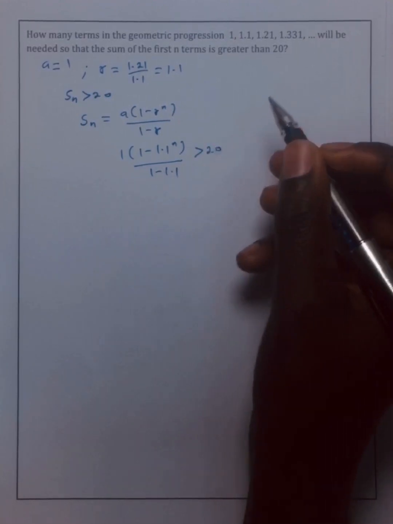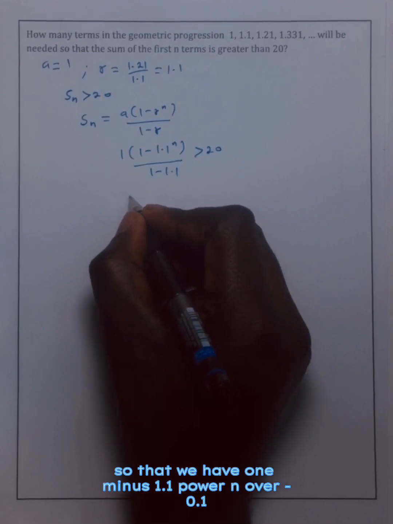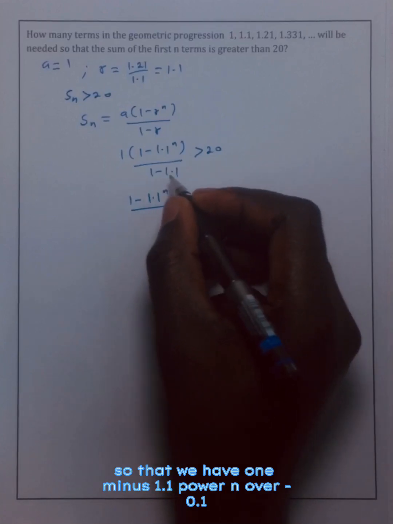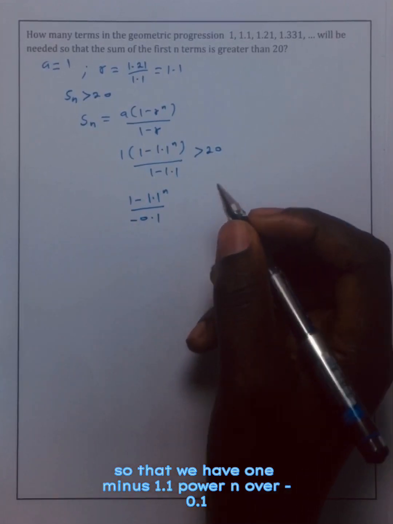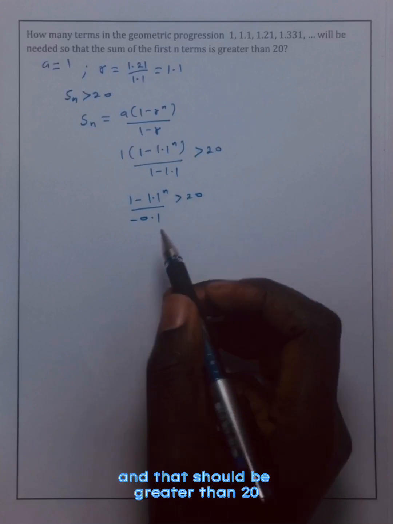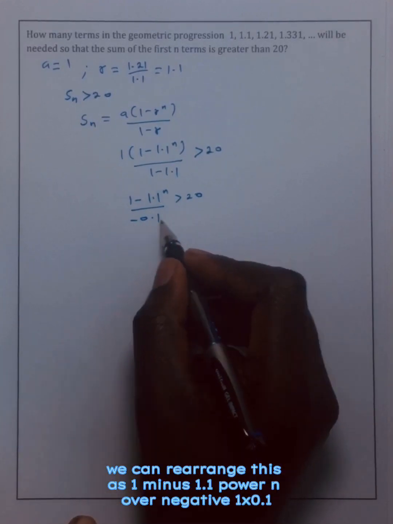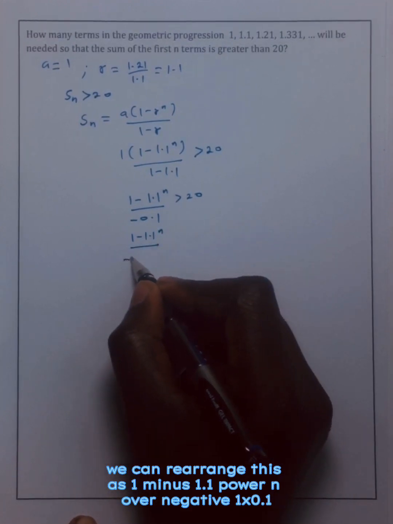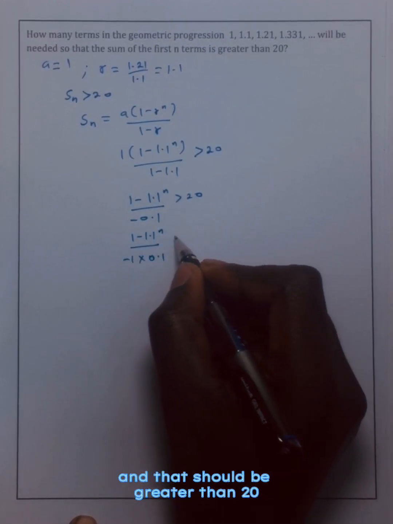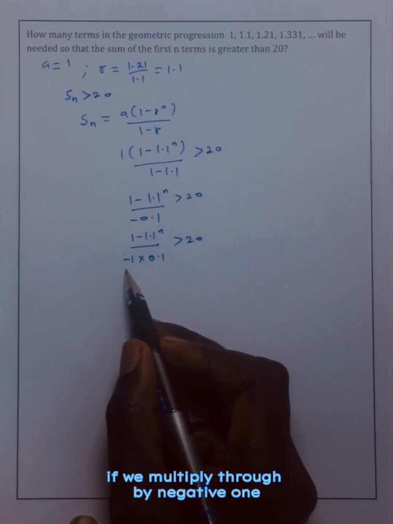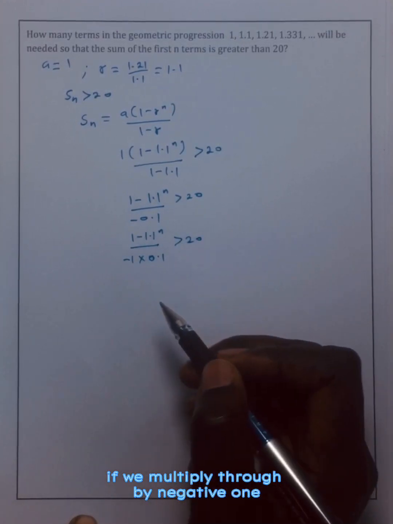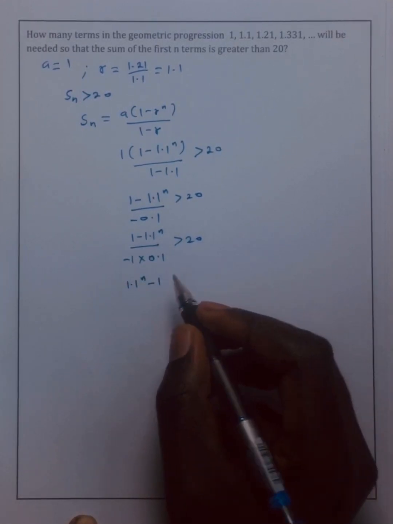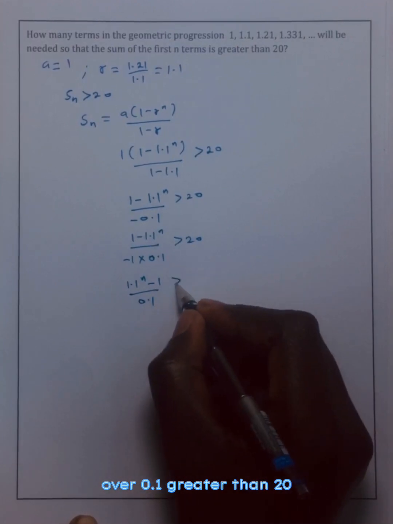Our r is 1.1 power n, because we do not know the n, over 1 minus 1.1, and this should be greater than 20. So we can simplify so that we have 1 minus 1.1 power n over negative 0.1, and that should be greater than 20. We can rearrange this as 1 minus 1.1 power n over negative 1 times 0.1, and that should be greater than 20. If we multiply through by negative 1, we are going to have 1.1 power n minus 1 over 0.1 greater than 20.